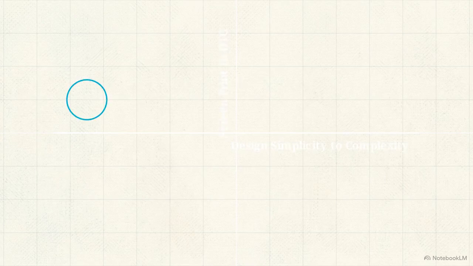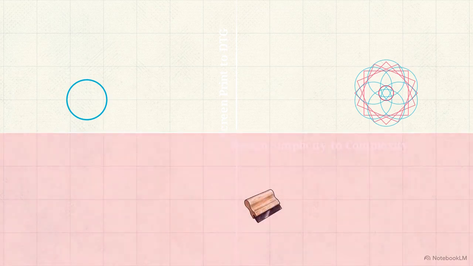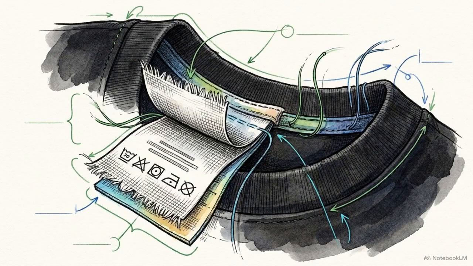The x-axis tracks the artwork itself, from a simple vector logo on the left to highly complex, generative raster art on the right. The y-axis tracks how that art is applied. At the bottom, you are working within the strict color limits of traditional screen printing. At the top, you rely on digital printing. Once you choose an aesthetic, you've also chosen your manufacturing constraints. Let's look at how the first path operates.